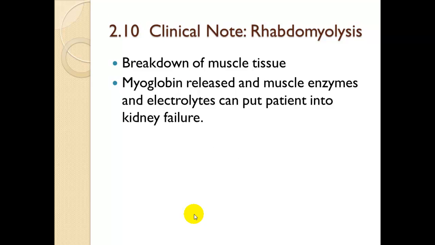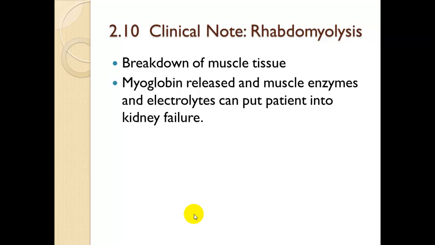Clinical note here, rhabdomyolysis, which is pretty much the breakdown of muscle tissue. Myoglobin is released from the muscle along with muscle enzymes and electrolytes, which can put the patient into kidney failure. Okay, so what we get here is, from whatever the cause, this can be caused from a drug interaction. This can be caused from bacterial formation in the body.